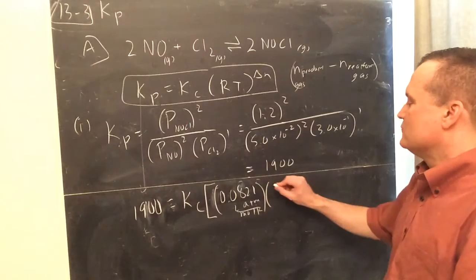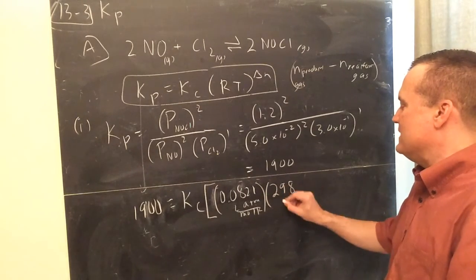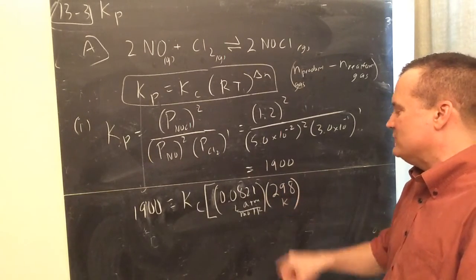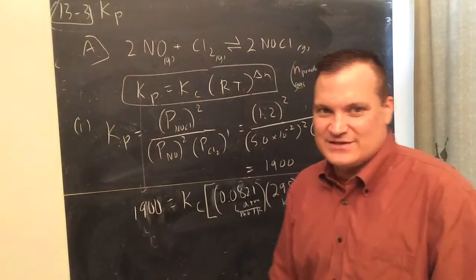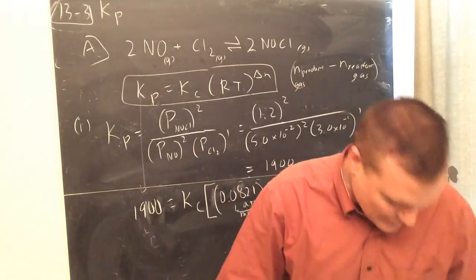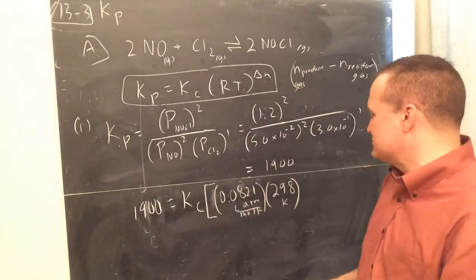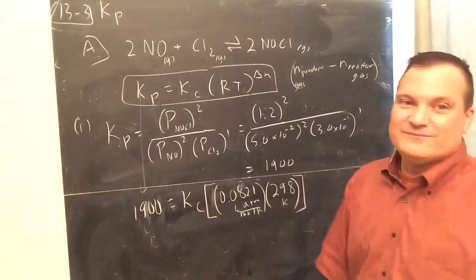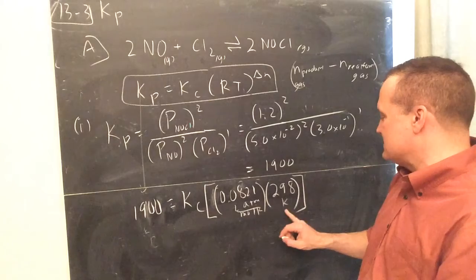Sometimes on the AP they'll give you a Kelvin temperature. They're being nice to you. They're tired of seeing you forget to convert Celsius to Kelvin so much. But usually they're not tired of it. Usually they give you Celsius, so be careful.